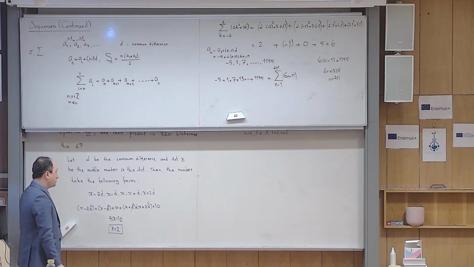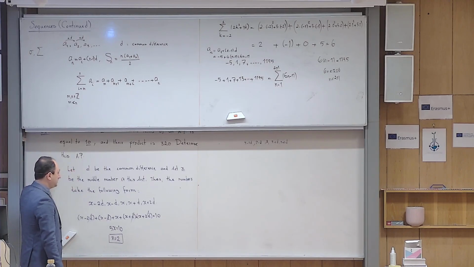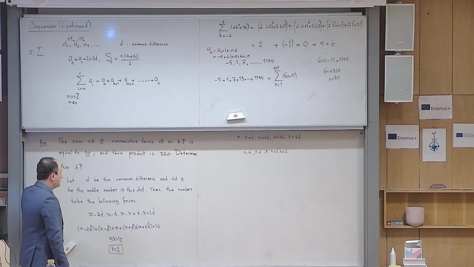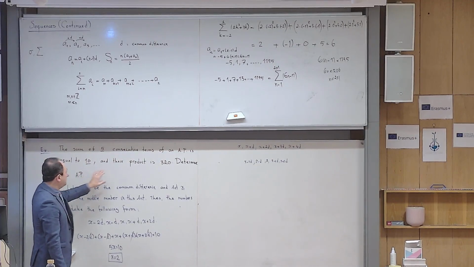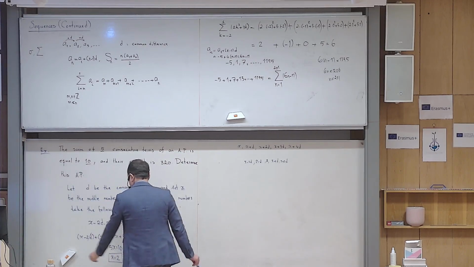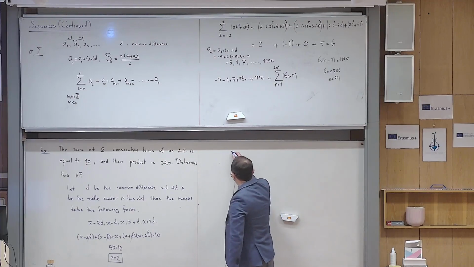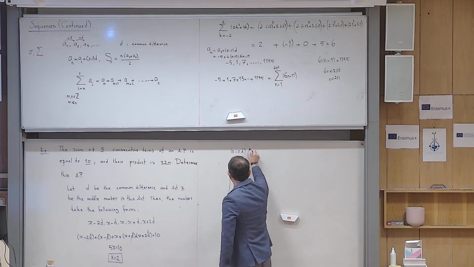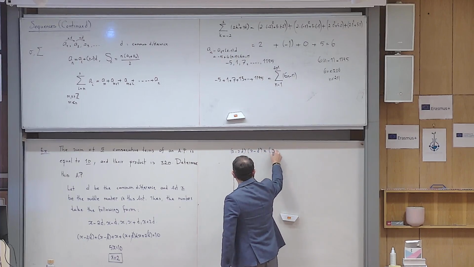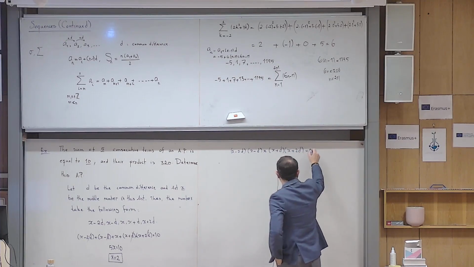But it is not enough, because I am supposed to determine this AP. To determine the AP, I need the first term. I also need the common difference. So I need another piece of information which is also provided in this problem. I know that the product of this list is supposed to be 320. But I already know X. So the product of these numbers, X minus 2D, X minus D, X plus D, and X plus 2D, is supposed to be 320.